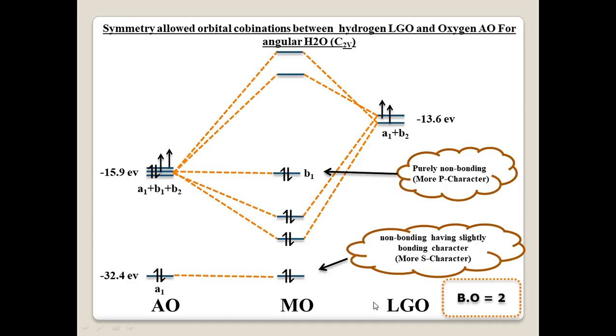So here this is the LGO, this is the AO, this is the MO diagram of the water molecule for the C2v point group, and you know the bond order will be 2 here, which is right, actually. In water the bond order will be 2. Okay, and here one important thing you have to know is the purely non-bonding or more p character. It is purely non-bonding, and it has partial bonding character and partial non-bonding character, right?